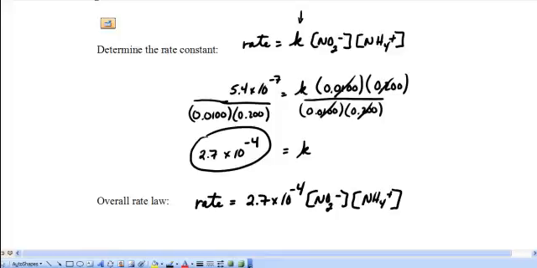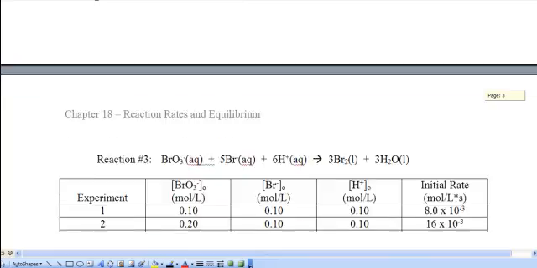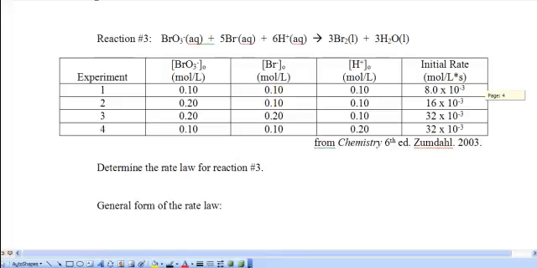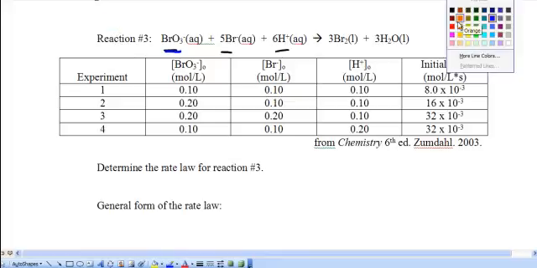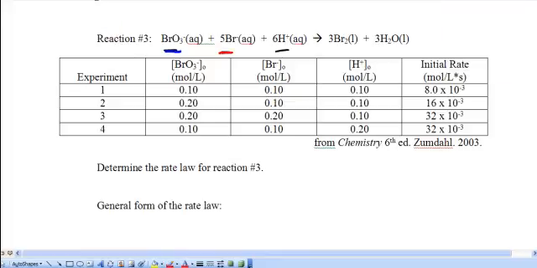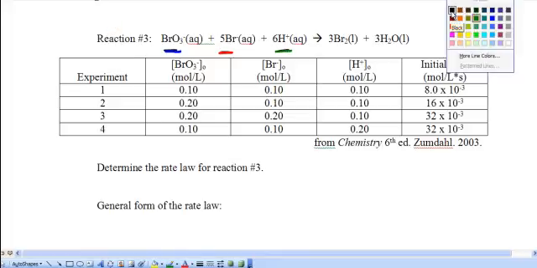Okay. Let's go ahead and move on to the next page, where we're going to deal with yet another reaction where we want to determine the rate law. So, here's the equation. You have bromate plus bromide plus hydrogen. Let's change those colors just so we can follow along. We'll make this one blue, we'll talk about this one in terms of red, and we'll talk about this last one in terms of green. All right, so we need to figure out what the rate law is first.